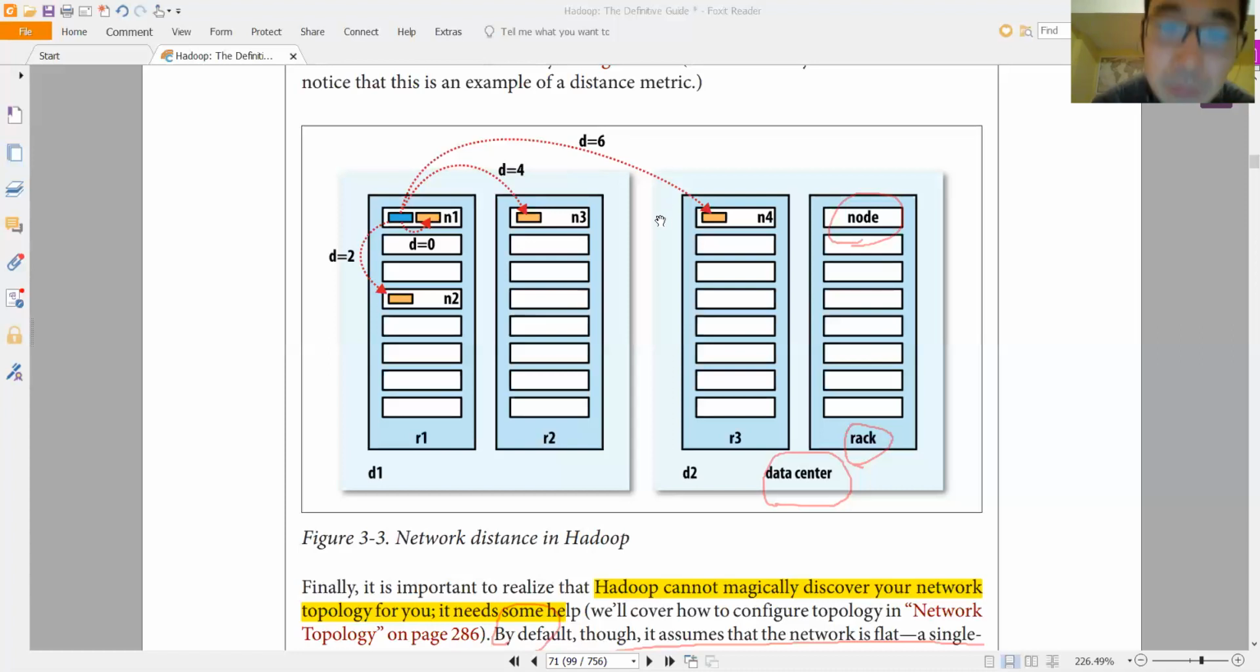Why do we need to understand this? Again, the reason is because we want an application that runs with the least data transmission distance. Which means D equals 6 is not as good as D equals 4, and D equals 4 is not as good as D equals 2. The best case is D equals 0.